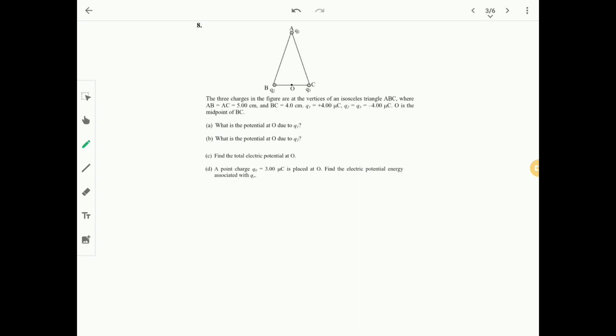Moving on, number 8. 3 charges in the figure are at the vertices of an isosceles triangle. Immediately we should know that AB and AC are equal, and they have said that AB equals AC equals 5 centimeters both sides, and BC is 4. Q1 is plus 4 microcoulombs, Q2 and Q3 both are negative 4. O is the midpoint, so this is 2, 2.